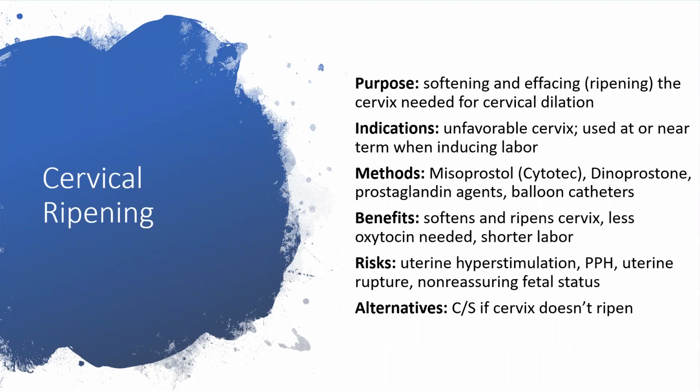We're going to give misoprostol, Cytotec, the prostaglandin agent. I've already talked about that; it is to soften the cervix and promote dilation. Okay, benefits of this would be to soften and ripen the cervix. Less oxytocin is needed. Maybe a shorter labor is also what we kind of want with this. Risks, of course, are uterine hyperstimulation, maybe a postpartum hemorrhage because they had a very fast labor and lots of bleeding occurred. Uterine rupture, maybe a non-reassuring fetal status as well. If all things fail, C-section would probably be what's going on.